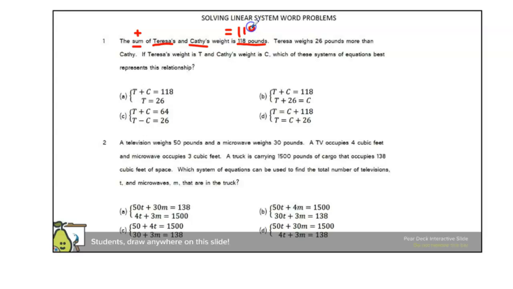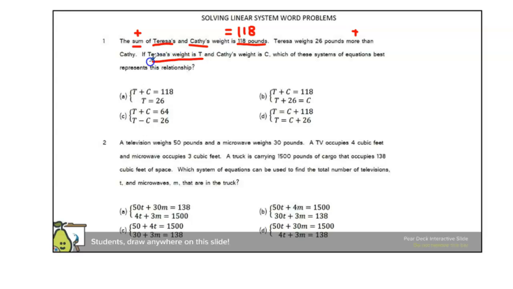So that makes it a little bit easier to figure out already. Teresa weighs 26 pounds more. More is plus, right? 26 pounds more than Kathy. So we know plus has to be in there somewhere, more than Kathy. Here it says Teresa's weight is T and Kathy's weight is C. Makes sense? Now let's start filling in the information that we have.